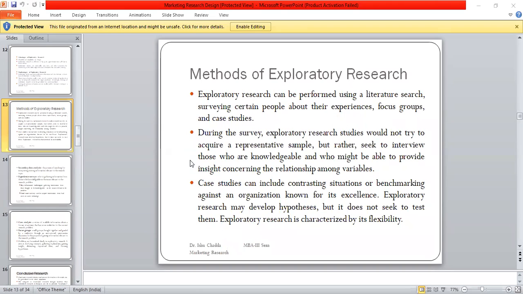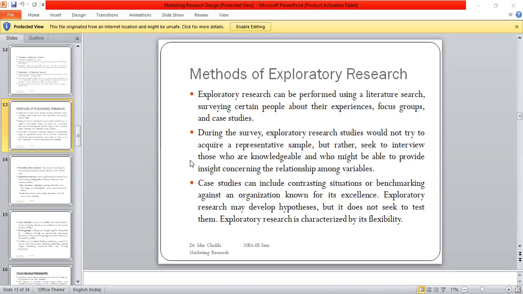In exploratory research, you do your survey, you acquire some representative sample here, and you want to see the interviewees who are knowledgeable. You don't want to establish any relationship among the variables, but you want to see how knowledgeable the interviewee is. Case studies are a part of exploratory research in which we include contrasting situations or benchmarking against a company known for its excellence. Exploratory research may develop hypotheses, but it does not seek to test them. Exploratory research is characterized by its flexibility.